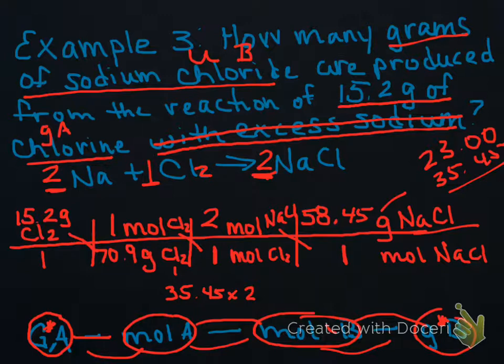Okay, so now if I plug this into my calculator, I am going to find, let's see, I'm going to take 15.2, I'm going to multiply everything across the top, so times 2 times 58.45. Then I'm going to divide by the bottom, so I'm going to divide by 70.90. That gives me an answer of 25.06, and my units are grams of NaCl.